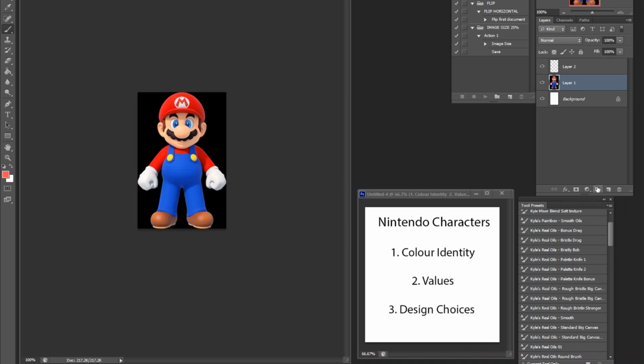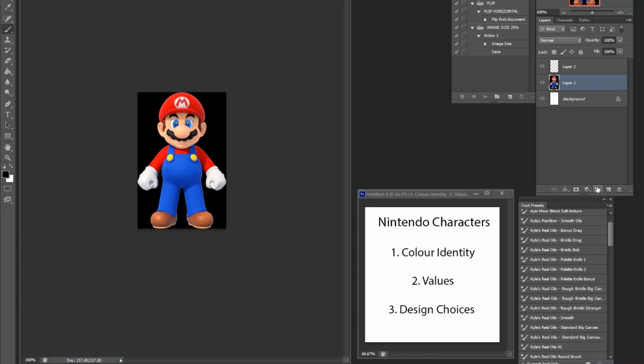So number three, I want to talk about a few design choices. This goes into gameplay as well. So when we look at Mario, we see that he's obviously proportioned in a very cartoonish manner. His head is massive compared to his body. But there's certain things here and there that I want to talk about pertaining to gameplay.